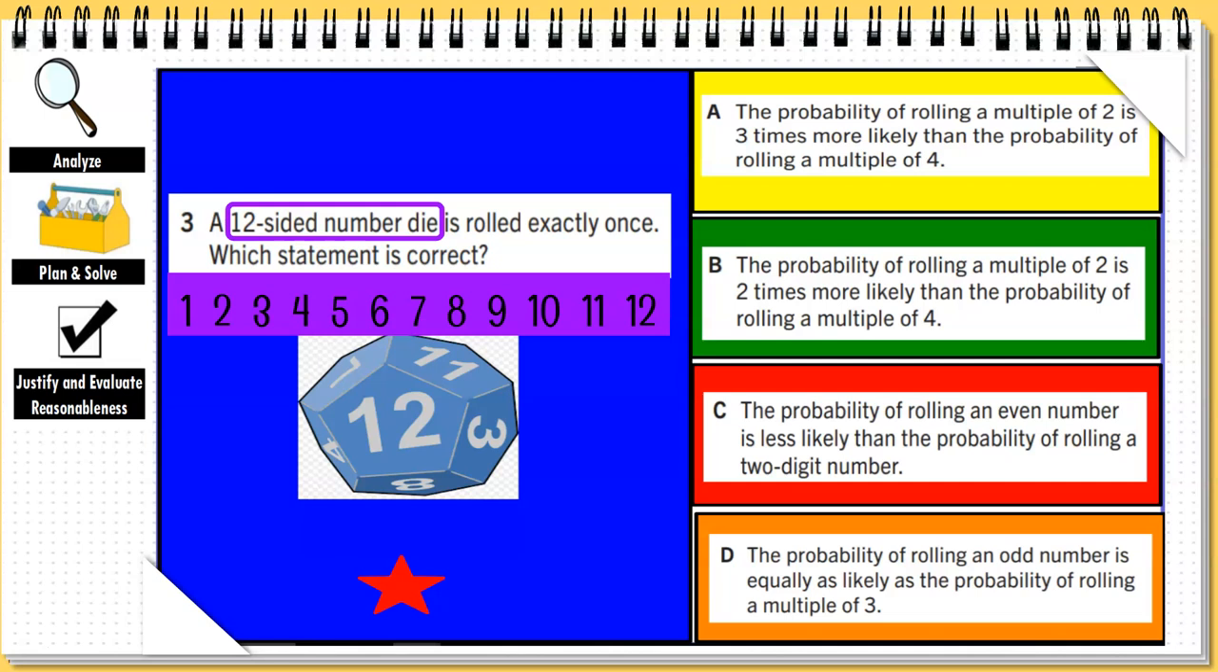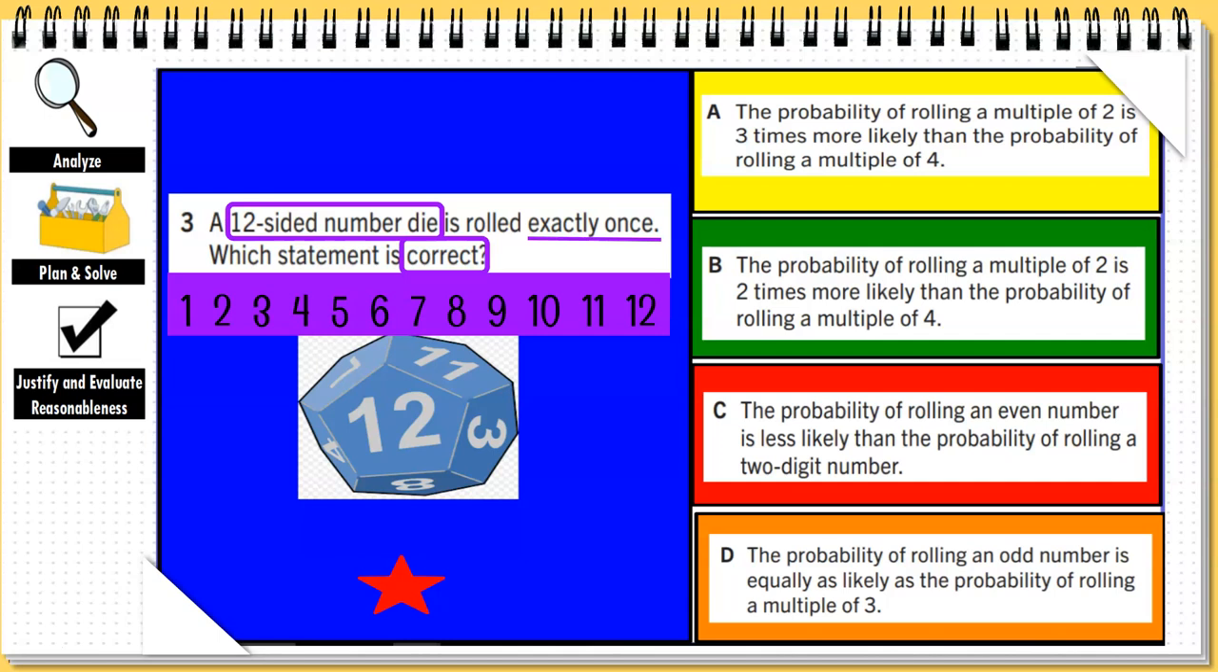Annotations is making your thinking visible. You're leaving your thinking behind so that you can easily continue on. Something else that's pretty important is that it's rolled exactly once, and that I am looking for a correct statement. So I have analyzed the problem. Now I need a plan to solve this. The plan I'm going to use is to go through each answer choice and analyze those using annotations as well. So let's start with answer choice A.